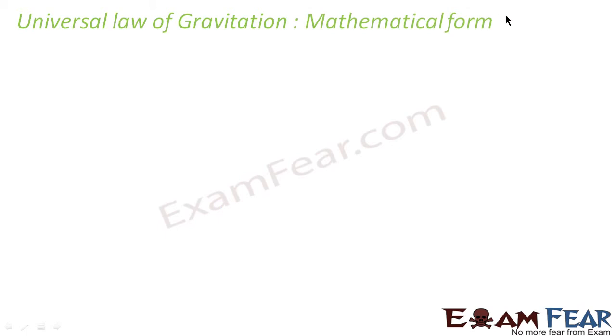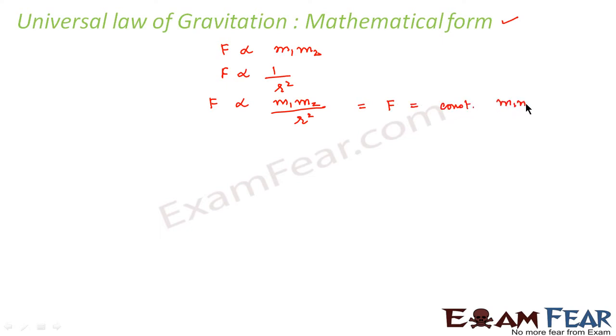Now let us see the mathematical expression for the universal law of gravitation. Just now I told you in the previous slide that the force of gravitation is directly proportional to the product of the masses, that is m1 m2, and it is inversely proportional to the square of the distance between them. Now from these two we can say that force is directly proportional to m1 m2 divided by r square, correct? Now to convert this proportionality to an equality, we need to introduce a constant. That is, we can write this as F is equal to some constant into m1 m2 by r square, right?